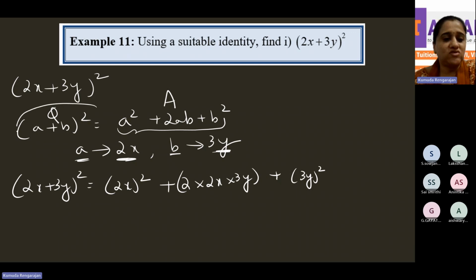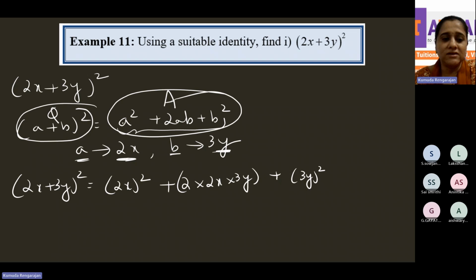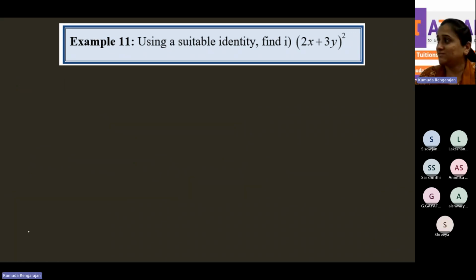The question looks like this, children. So this is the answer. In the answer, in place of a, you must replace 2x. In place of b, 3y. And you get it. All right?